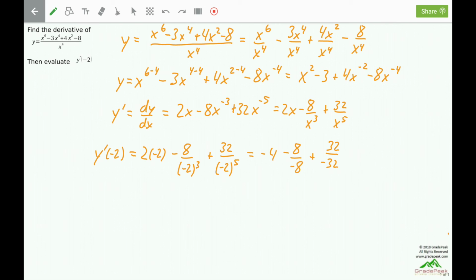Now the 8s can cancel and the 32s can cancel, and those will be 1s. Just be careful with the sign. We have a negative in the denominator for each of those. So I will have a negative 4. The double negative will give us plus 8 over 8. And then the plus and minus will give us a negative 32 over 32. And these can cancel down to become a 1. These can cancel down to become a 1. It looks like we have for y prime of negative 2, a negative 4 plus a 1 and then minus a 1. The positive 1, the negative 1 can cancel, and therefore it results in negative 4.